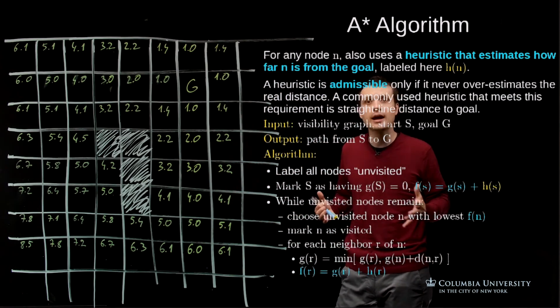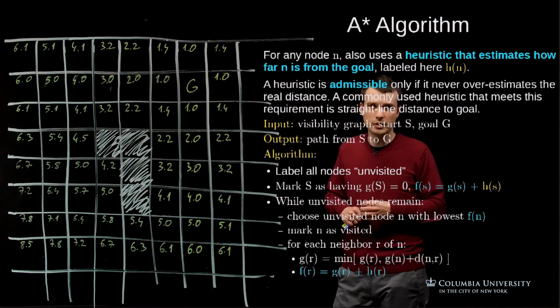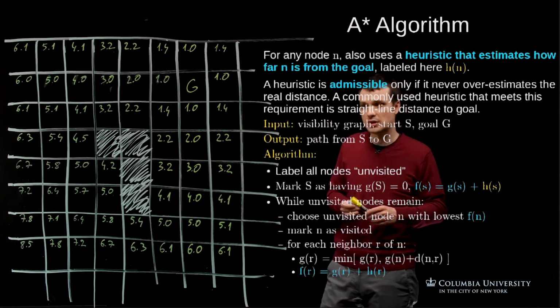The heuristic helps to guide your search towards the goal so that you don't just explore randomly in all directions, just like Dijkstra's algorithm.